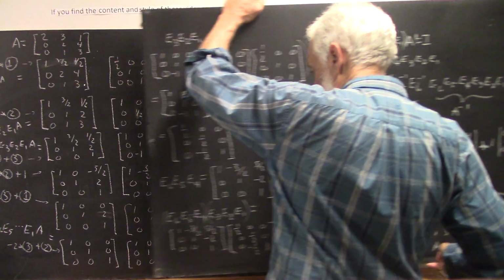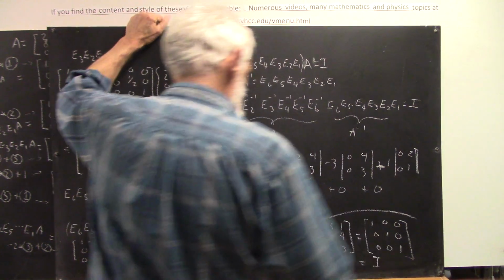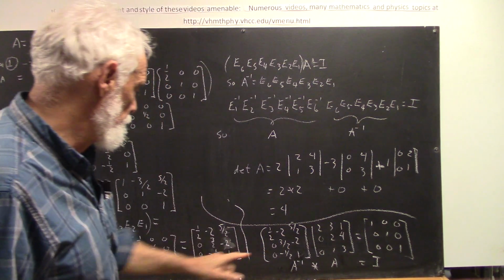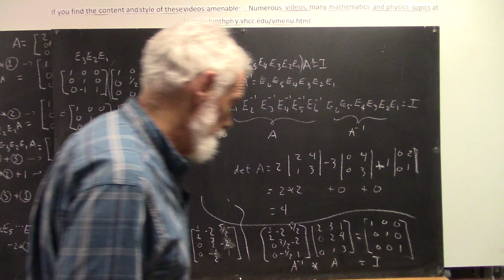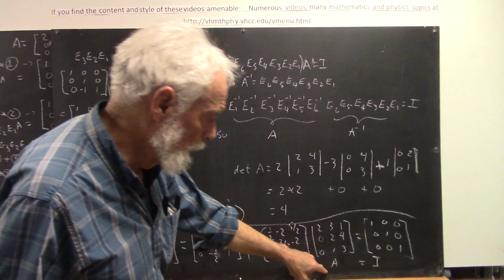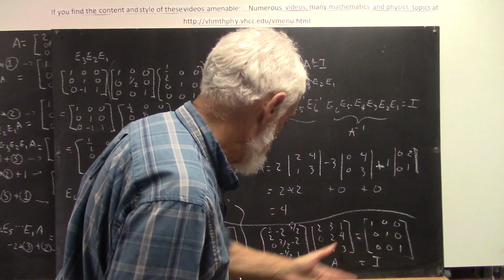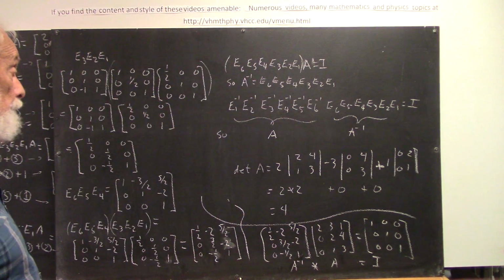So let's just bring this back over here a little bit so we can see it. All I've done is multiplied the inverse matrix, this one, by the original matrix, which is this one, gotten the identity, and I noted that that was A inverse times A equals I, verifying that this is the inverse matrix.